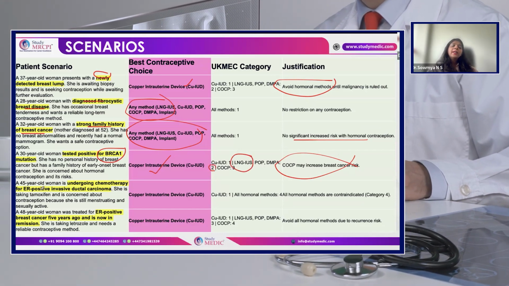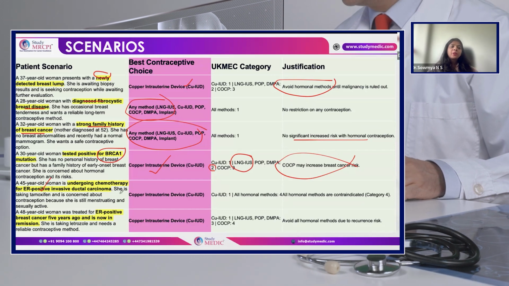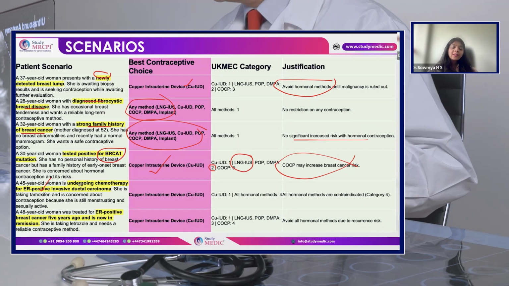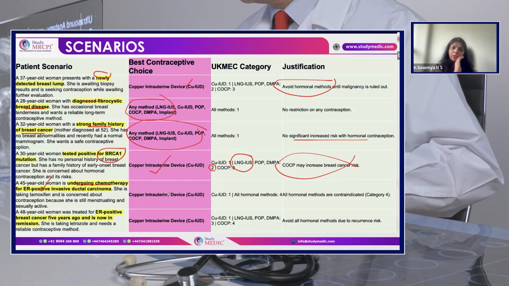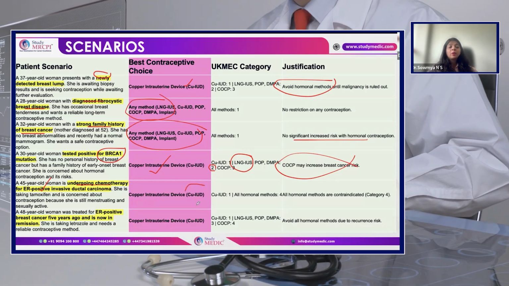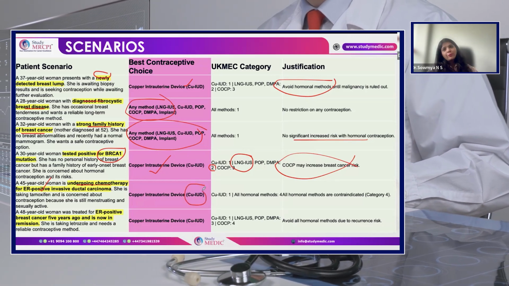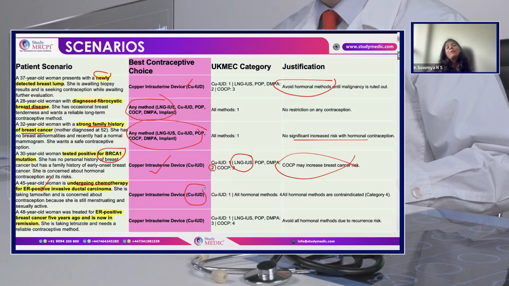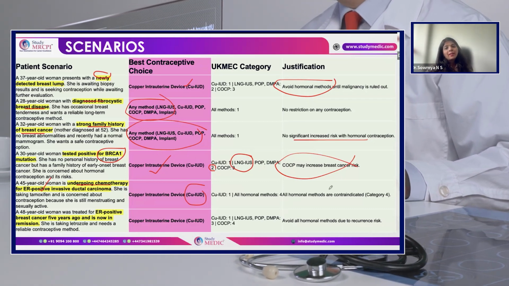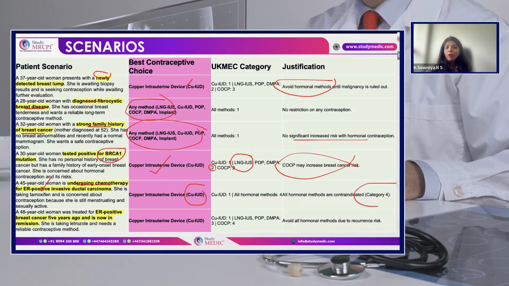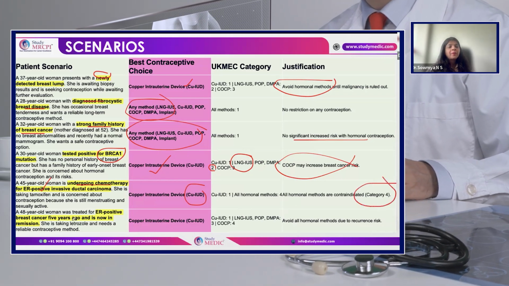Next. ER positive, that is estrogen receptor positive invasive ductal carcinoma, who is undergoing chemotherapy. Again, you want to avoid all the hormonal things. So the best bet would be copper IUCD. As I mentioned before, barrier contraception you can still always choose. It's the safest one, but because of the compliance, you need to be worried. And all hormonal methods are CAT4.